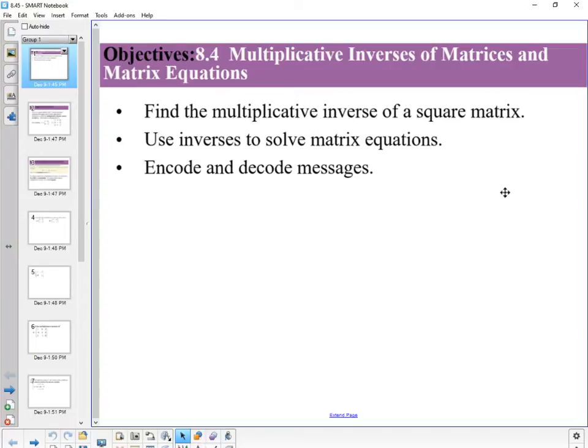Okay? So today we're doing the multiplicative inverse and matrix equations. Just like every operation in mathematics has an inverse, so do matrices. The opposite of multiplying, what undoes multiplication, is division. What undoes addition is subtraction. And then we have some other types of inverse things. So that's what we'll be doing today. We probably won't be able to do the encode decode messages, which is kind of fun, but if we get there, we get there. If we don't, then it's okay. But we do definitely want to make sure that we can get an inverse, and then use the inverse to solve a matrix.